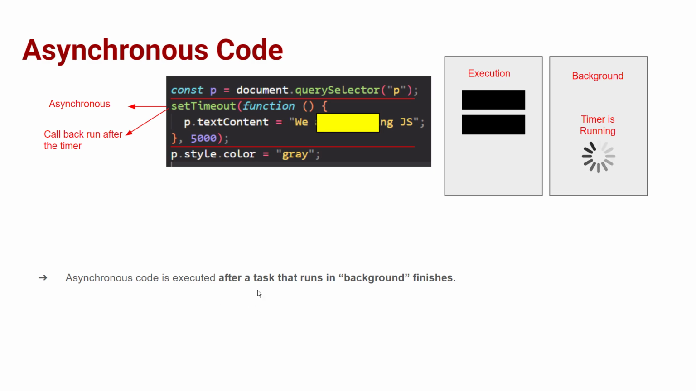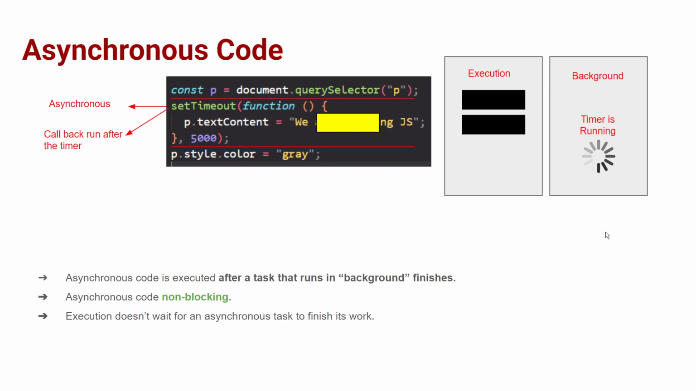Asynchronous code is executed after a task that runs in the background finishes. Asynchronous code is non-blocking, which means, unlike synchronous code, nothing gets blocked. Inside that you can't see any blocking. Execution doesn't wait for any asynchronous task to finish its work. A callback function alone does not make code asynchronous.